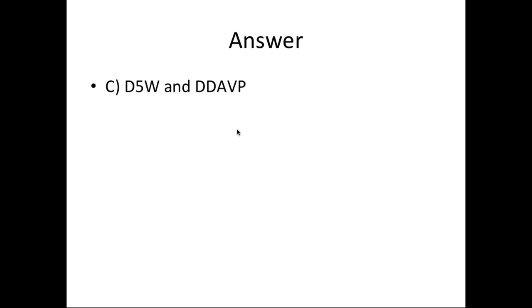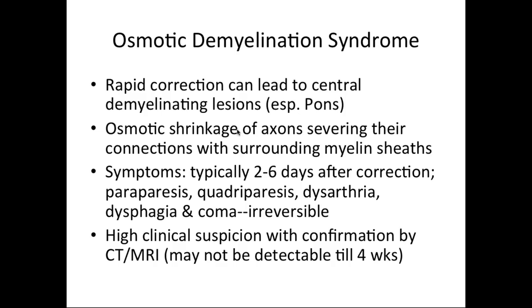So in this case, my answer is going to be that we should give D5 and DDAVP and we should reverse the rapid rise that she has had and prevent her from developing osmotic demyelination because she is at the highest risk, a 30-year-old female with a very reversible cause of hyponatremia, which was volume depletion, and she's already rapidly corrected and she's going to continue to correct all the way to 140 very quickly, and she did not have any symptoms to begin with.